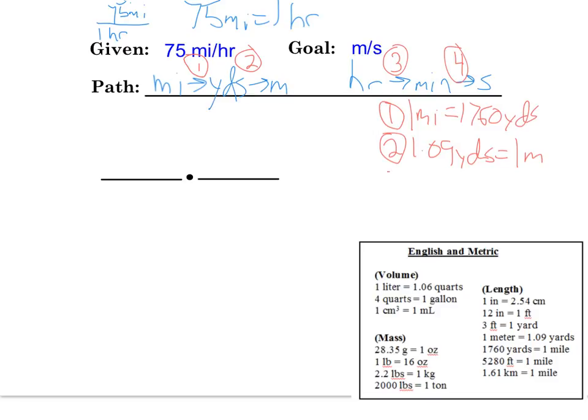Third conversion is hours into minutes. I know 1 hour is equal to 60 minutes. And then the fourth conversion is minutes into seconds. And I know that there is 60 seconds equal to 1 minute.